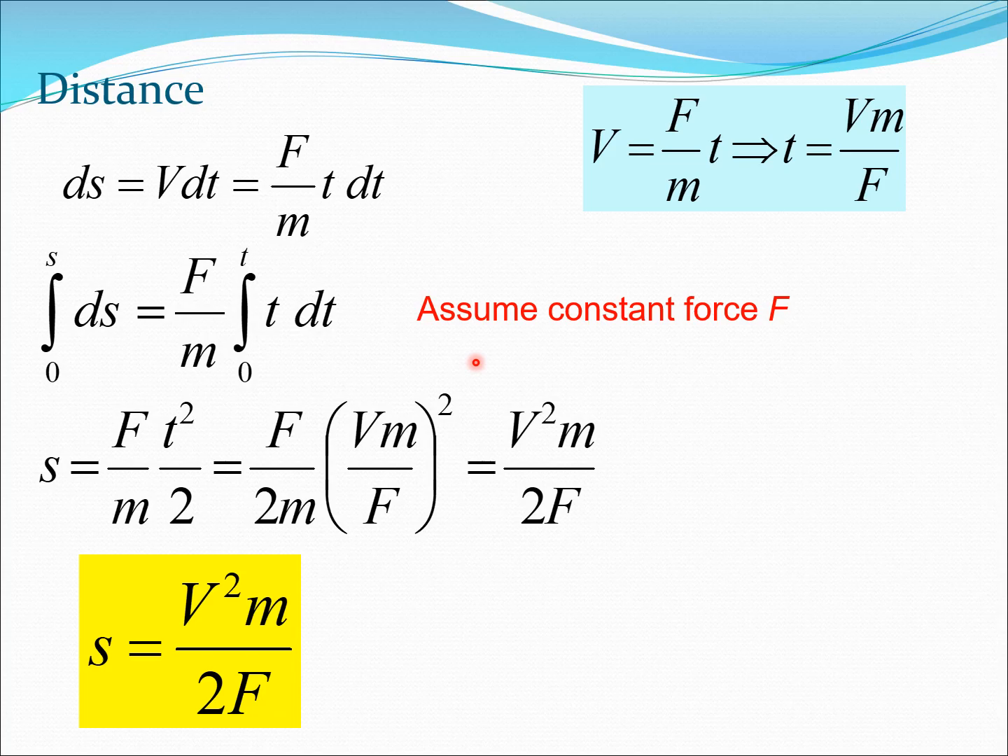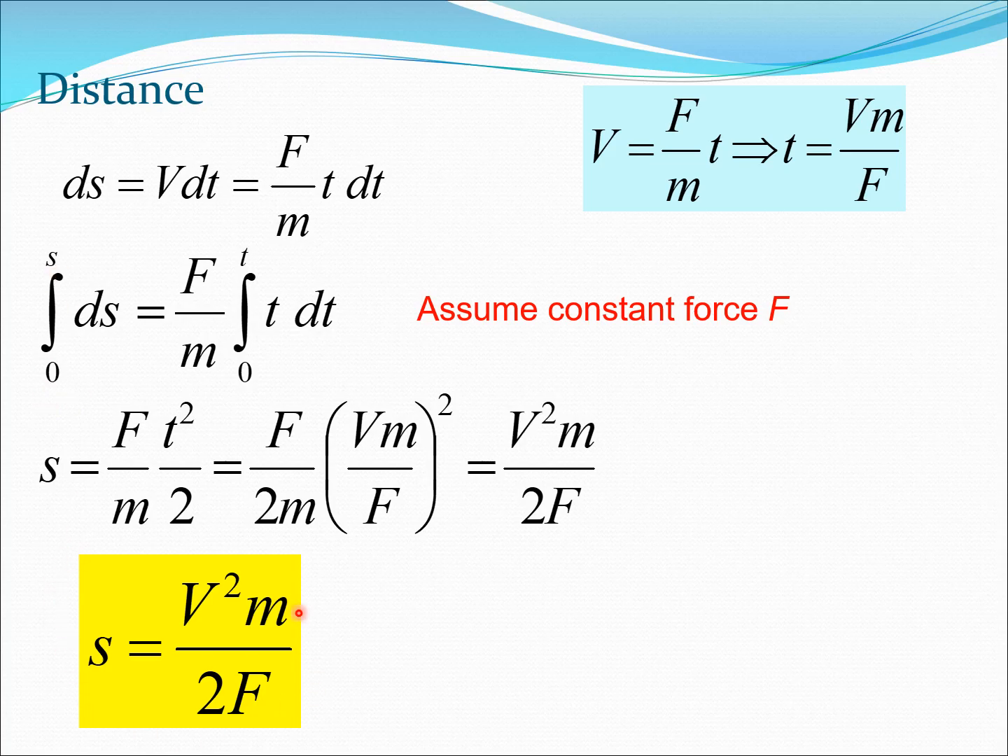Again, I assume constant force here, and so I get S is F by m t square by 2, or F by 2m, and this becomes Vm by F, the whole thing square. So that's essentially the time being squared here, and this gives us V square m by 2F. So this is the formula for the distance traveled from time 0 to time t. So that's the distance from 0 to s.